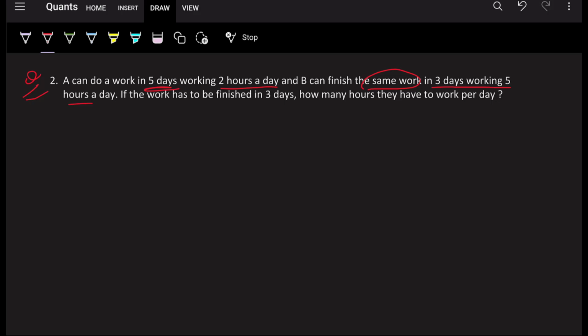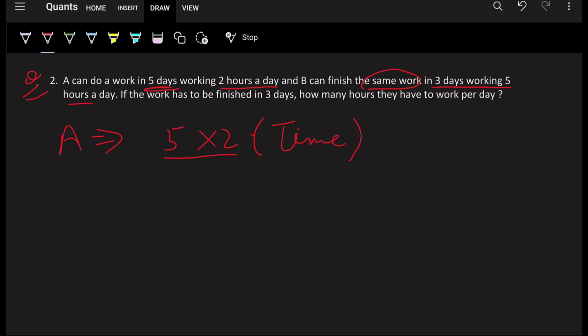Okay, so now I will calculate for A here. For A, the total number of days is 5 and the hours are 2 hours per day. So this is the total time taken. In 5 days, working 2 hours a day, so in one day 2 hours.